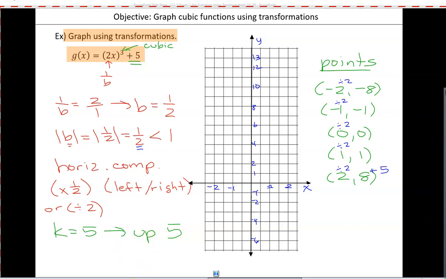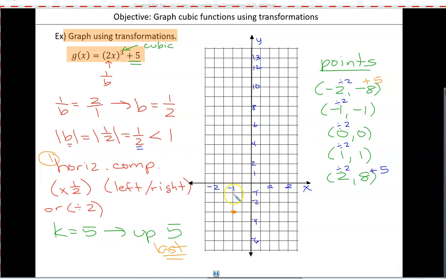All right, so now we're going to start transforming our points. Again, we need to do the horizontal compression first, and we need to move up 5 last. So, taking my -2, -8, what's going to happen with it is going to compress by a half. So -2, being all of these 4 squares, compresses to half of that, which is -1, and then it moves up 5. So it's like taking -8 and adding 5 to it, which would move it up here to -3. So it ends up here at -1, -3.